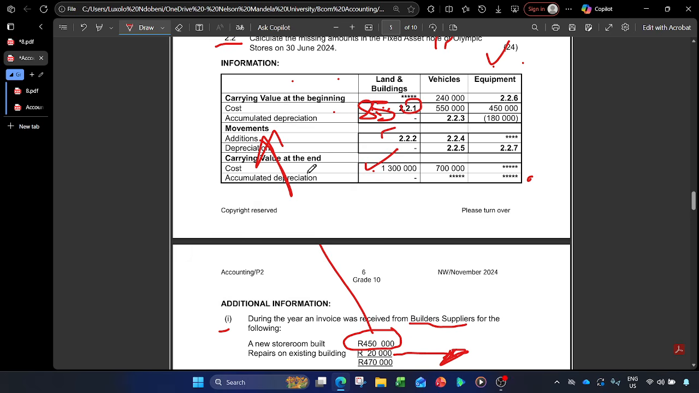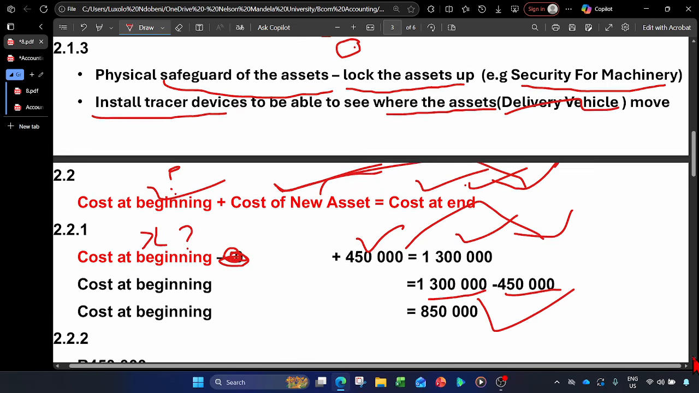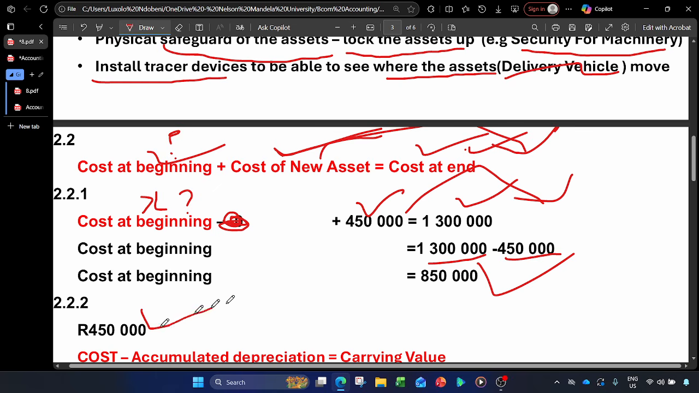So this one is just easy because the 450 was already said to be the additions for land and building, because there was a new storeroom that was built, so there was an addition of the building. So 2.2.2 is 450,000. That one was just a free mark, basically, right?